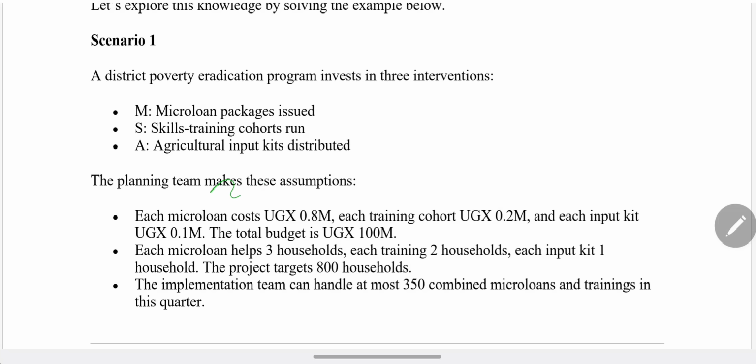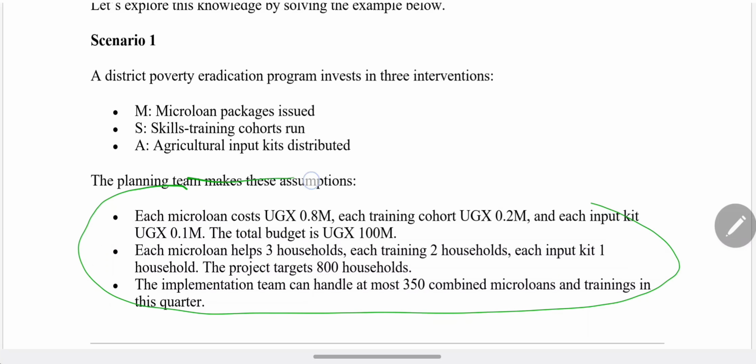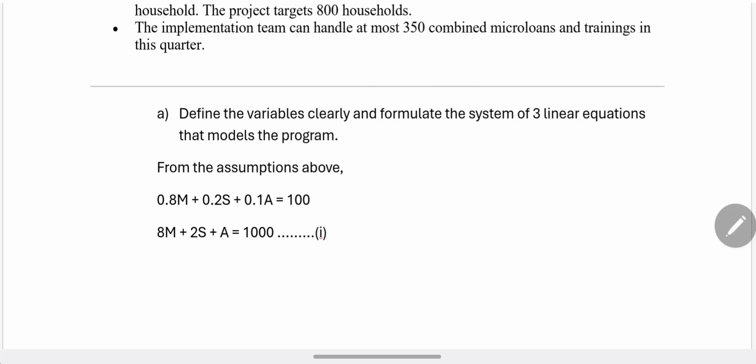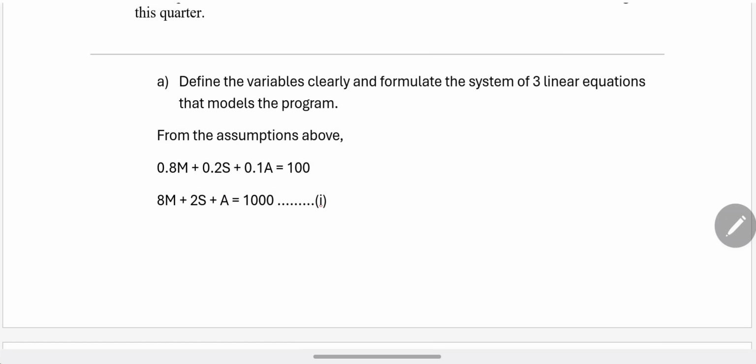These constraints are very important because they help us to derive equations. In our linear equations we are going to equate them. Here we have a total of 100 million, a target of 800 households, and 350. These are going to be the right-hand sides of our linear equations. Part A of the question tells us to define these variables and then formulate a system of 3 linear equations from the program.